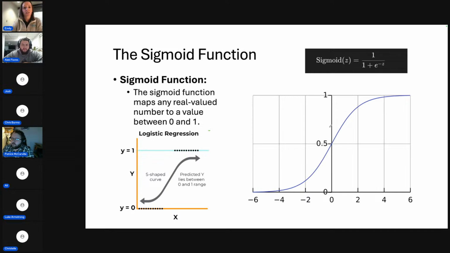So that's what we have here. It's represented like this, and you'll sometimes see it called the S-curve. And that's how we get these models to interpret probability.